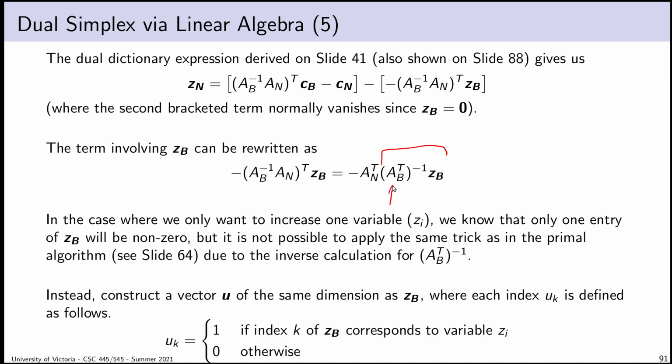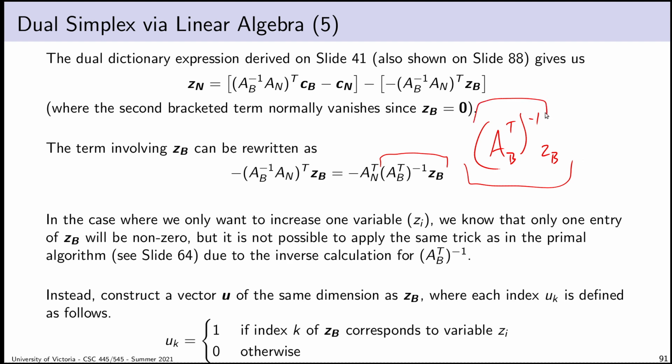So what I'm ultimately doing is the same, though. If I choose to increase my leaving variable to some non-zero value, only one thing in this vector is going to end up being non-zero. That isn't the problem. The problem is that if only one thing in the vector is non-zero, then this whole product, A_B transpose inverse z_B, is only going to be one column of this matrix. The problem is, unlike in the primal case, this matrix doesn't appear anywhere else. It's sort of synthetic. I have to take my A_B transpose and then invert it. So I can't say, oh, just go pull out a specific column of A. It doesn't work that way.